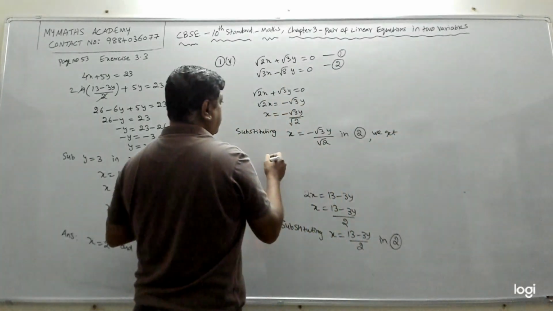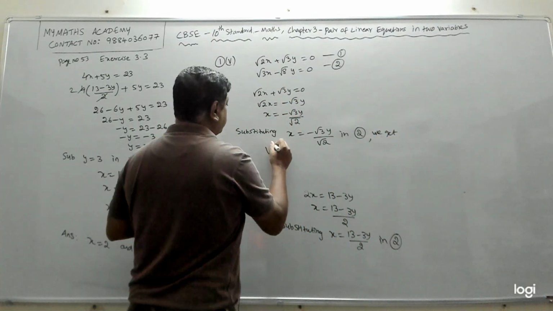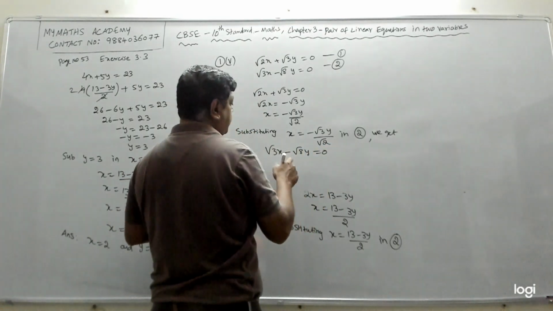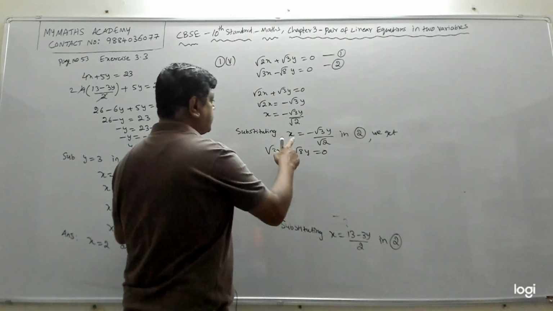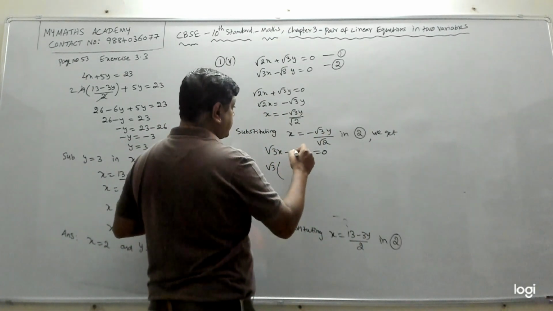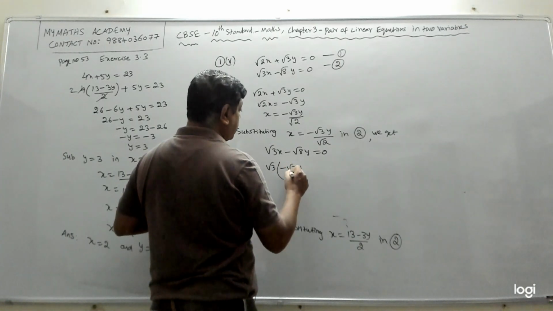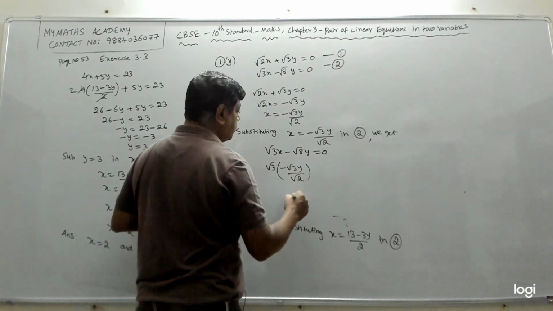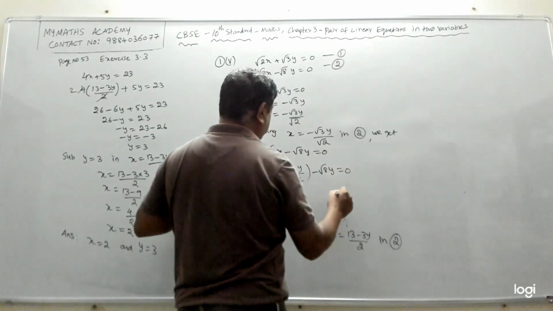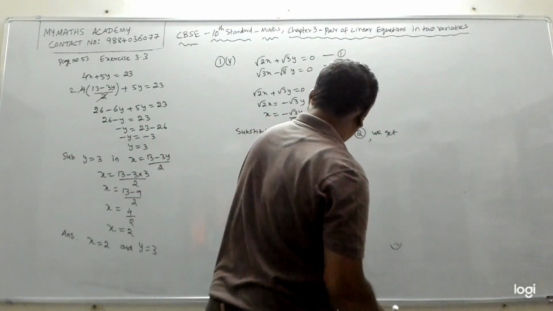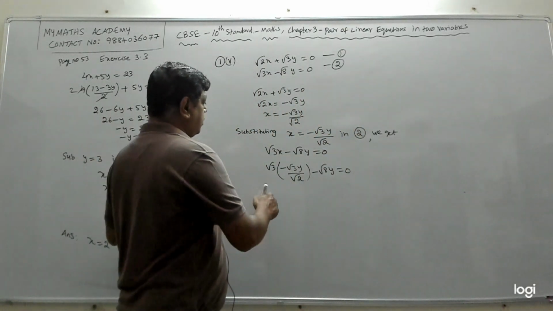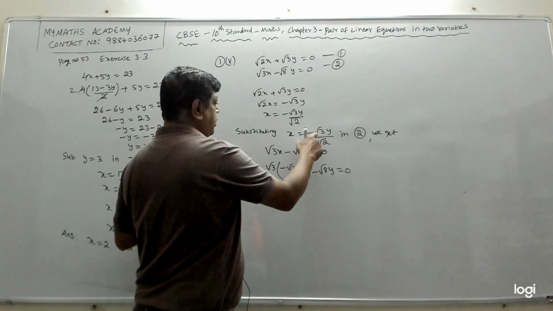If you substitute that, then you get root 3x minus root 8y equal to 0. This is your second equation. In this, we are going to substitute x as minus root 3y by root 2. So root 3 into x is minus root 3y by root 2 minus root 8y equal to 0. In the place of x, we have put minus root 3y by root 2.